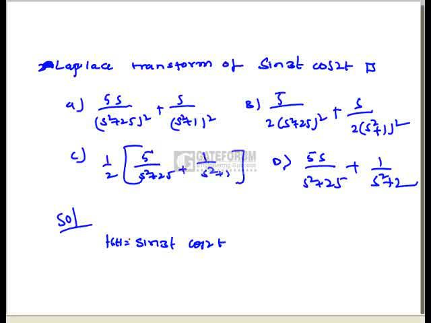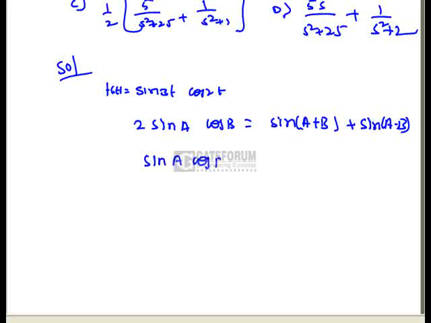Before doing that, we have to go for trigonometry and recall our trigonometry equations. We know that 2 sine A cos B is equal to sine of A plus B plus sine of A minus B. We know this equation, right? Now I am converting sine 3t and cos 2t into this equation. But here 2 times is not given, that's why sine A cos B equals 1 by 2 times sine of A plus B plus sine of A minus B. That means this equation, right?